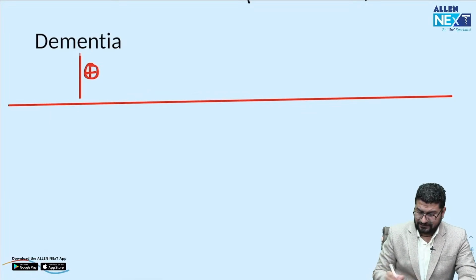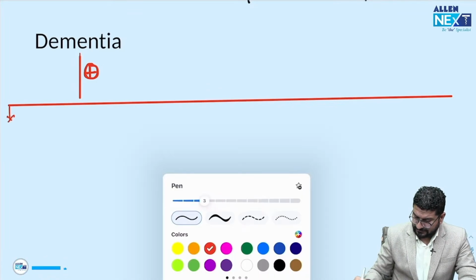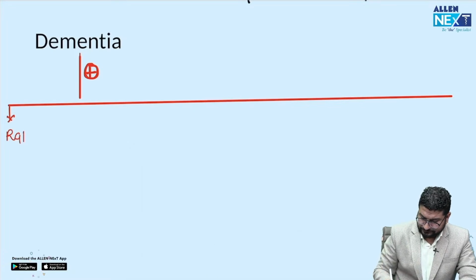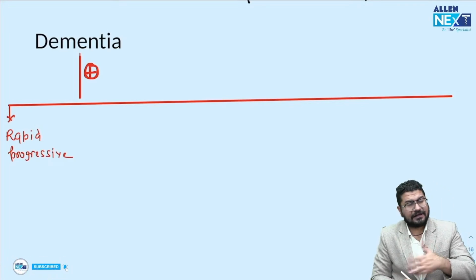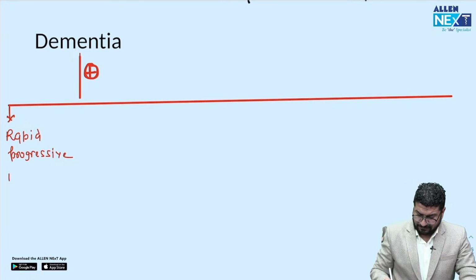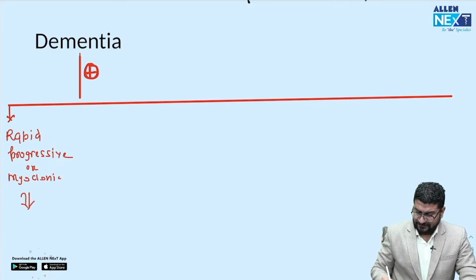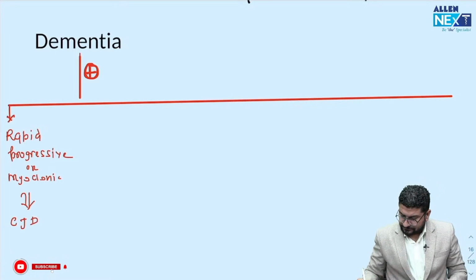So suppose they mention a person who is having dementia, and that dementia is rapidly progressive. Rapidly progressive means in 6 months there is loss of all memory, and in 1 year the patient dies. Or they can give you a person with a history of myoclonic seizures. When these things are given, the most rapidly progressive dementia we see, then the answer will be Creutzfeldt-Jakob disease, CJD.